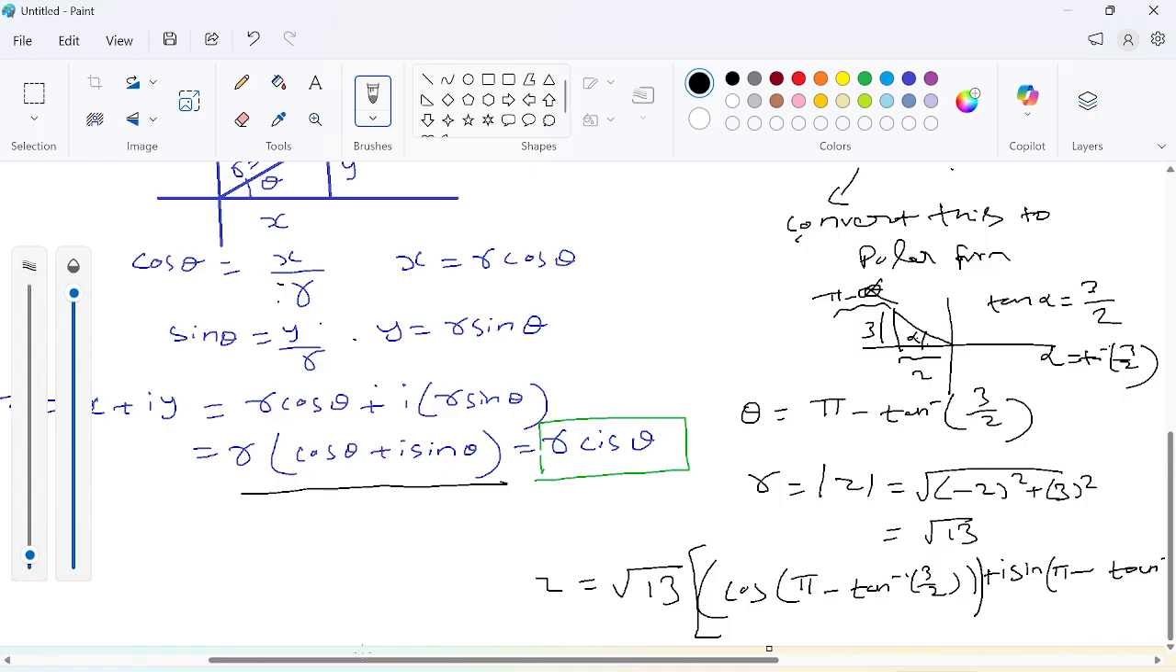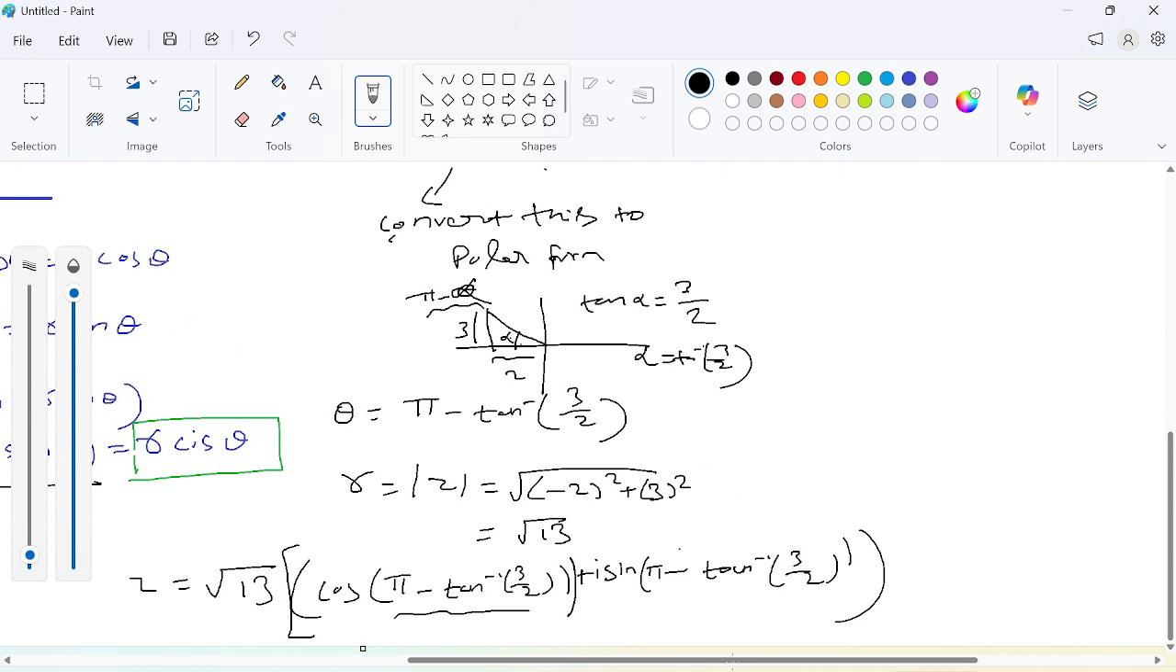So r is equal to mod z, which is the square root of a square plus b square, where your number is a plus ib. A square plus b square is root 13. So r into cos theta, where theta is pi minus tan inverse of 3 by 2, plus i sine of pi minus tan inverse of 3 by 2. This is how you will convert that into polar form.